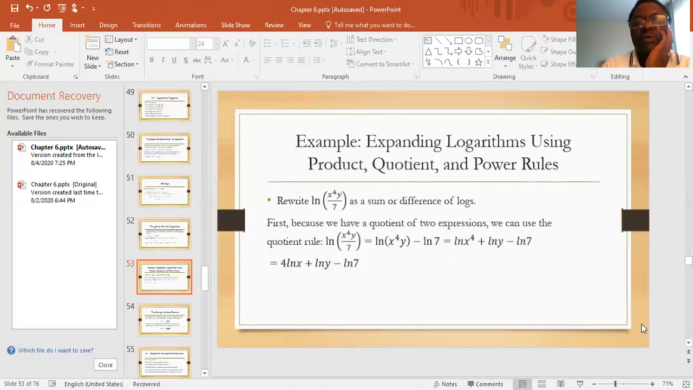And one more example, rewrite the expression natural logarithm of x^4 y over 7. To write this expression, we first use the quotient rule, separating the quotient. It will be logarithm of x^4 y minus logarithm of 7. Then use the product rule, separating the product: logarithm of x^4 plus logarithm of y minus logarithm of 7. So sometimes in some complex expressions, you want to remember the rules of separation of logarithms.